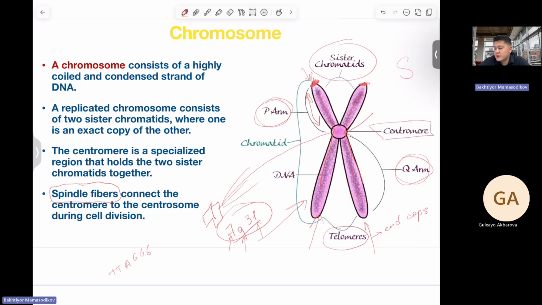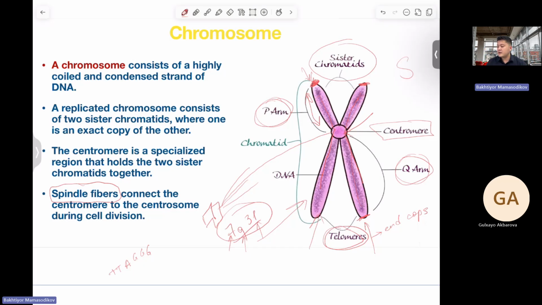So telomere diseases, we have telomere diseases, such as dyskeratosis congenita. It is an inherited disorder due to telomere maintenance problems. So there will be bone marrow failure, okay? So we talked about the spindle fibers. Spindle fibers are fibers which pull the chromosomes apart during cell division.